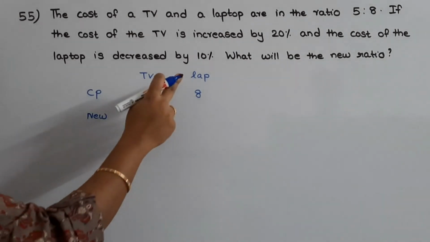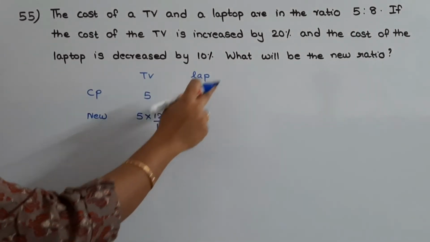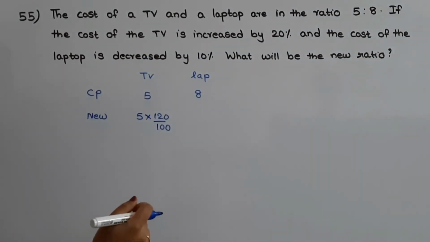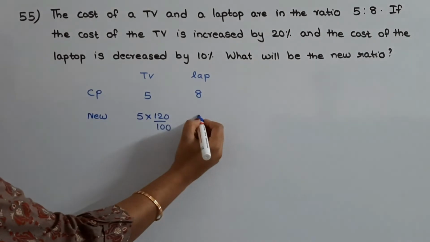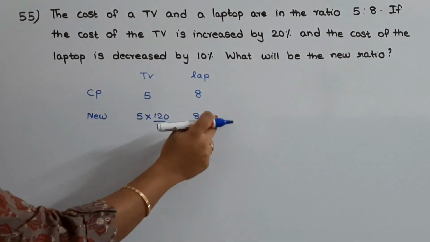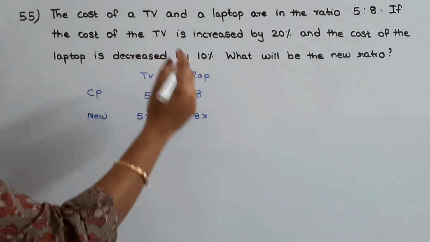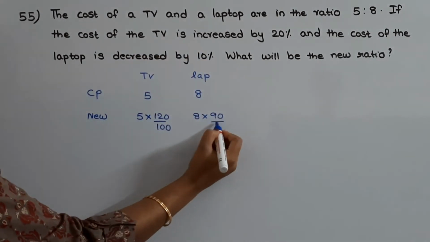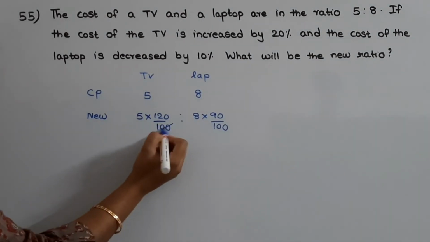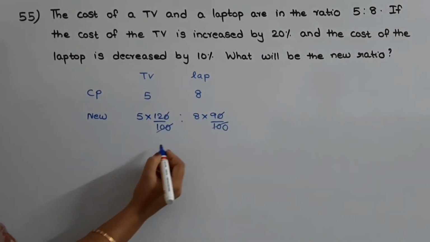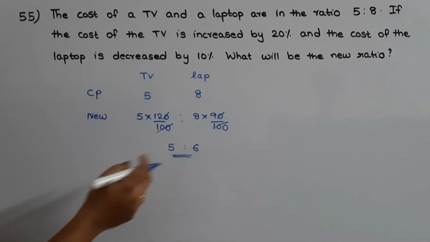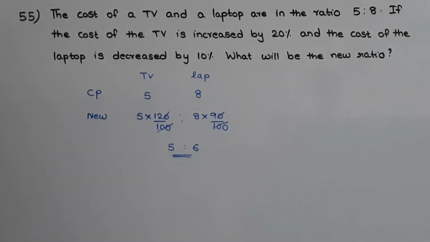If the cost price of laptop is 8 and the cost of the laptop is decreased by 10%, then what will be the new cost? That will be equal to 8 into 100 minus 10. Since it is decreased, here we need to write 100 minus 10, that is 90 by 100. Now let us find out the ratio. On simplifying, we will get the answer as 5:6. So this will be the new ratio of the cost price of TV and laptop.